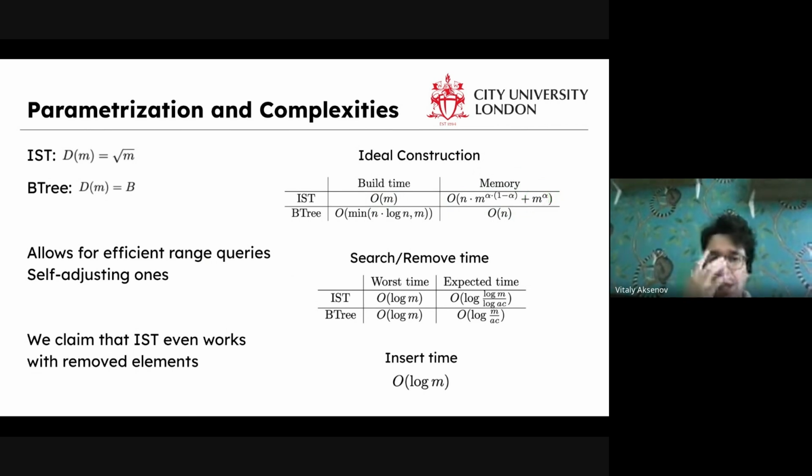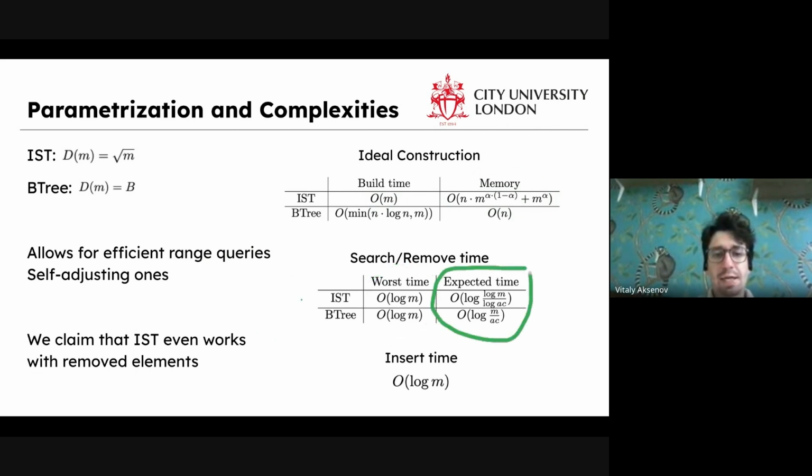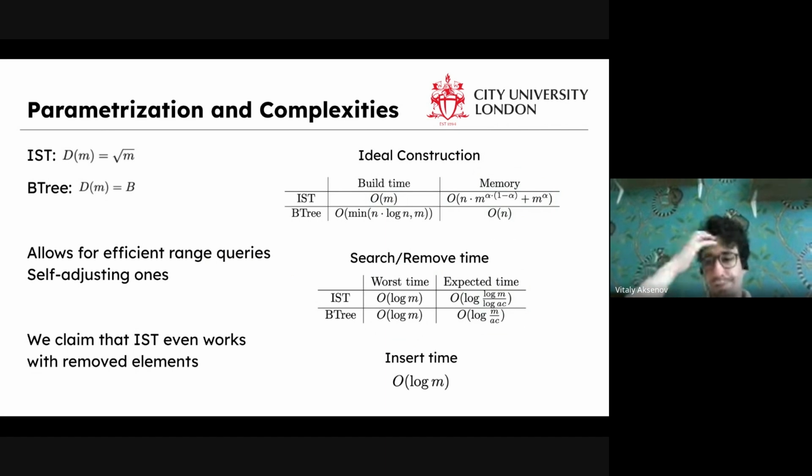For search and remove times, because remove is logical, the worst time is logarithm m, and the expected time for the B-tree is statically optimal, logarithm of m divided by the number of accesses. For the interpolation search tree with smooth distributions, it is very interesting. It's logarithm, and inside there is not m divided by the number of requests, but logarithm m divided by logarithm of the number of requests. So it's even better. And insert time is logarithmic in m.